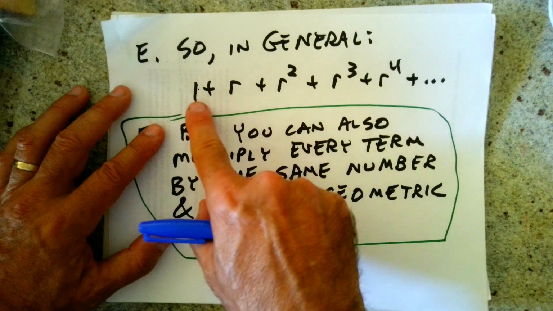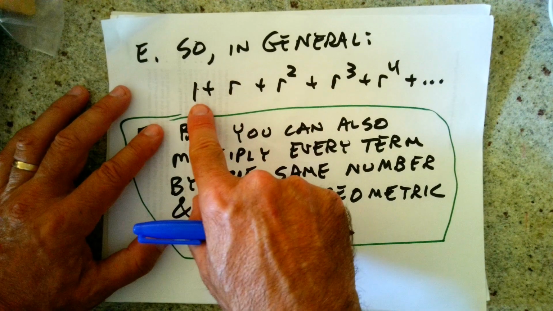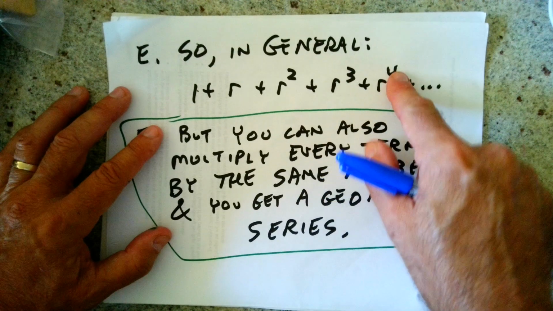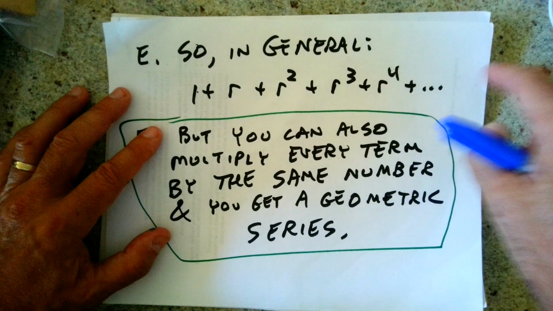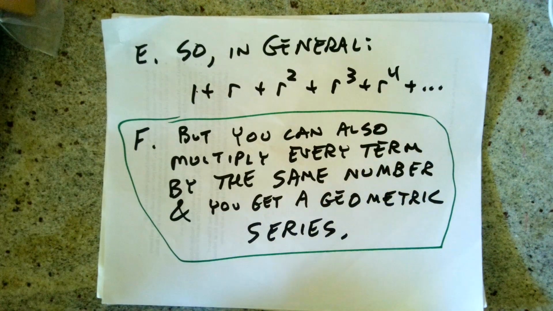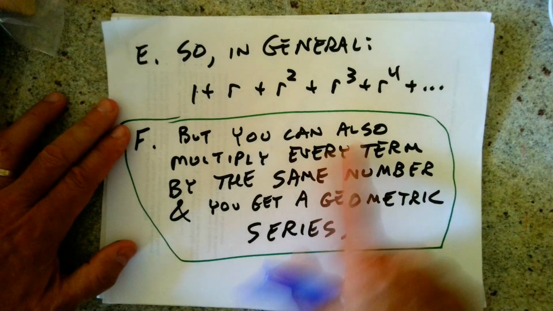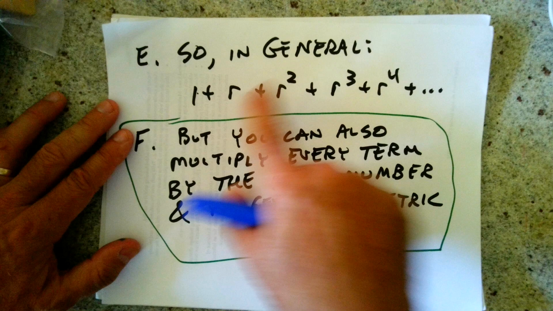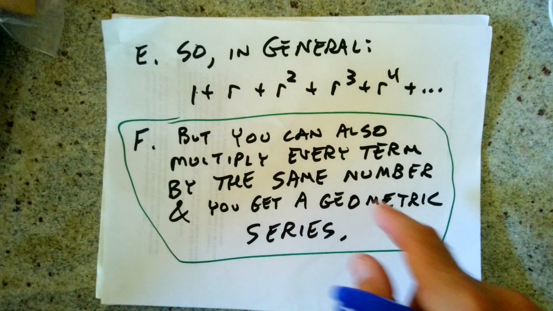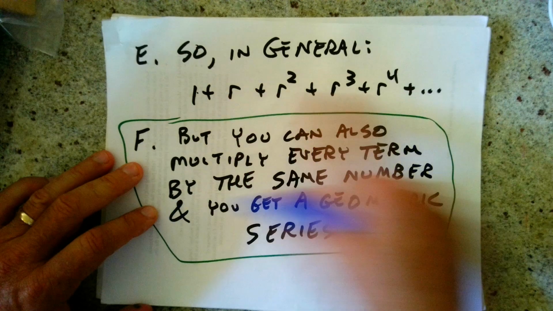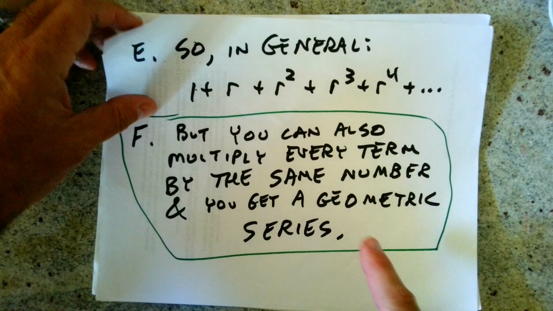Okay, so in general, the simplest kind of geometric series you can have, they give you an R, and you just follow this pattern: 1 plus R squared plus R cubed plus R to the fourth, and then you just keep increasing the exponent by 1 for however many terms you need. But you can also get a geometric series if you multiply every term by the same number. We saw one of those near the beginning, the one that began with 10 instead of 1. We can multiply them all by the same number and you still get a geometric series.